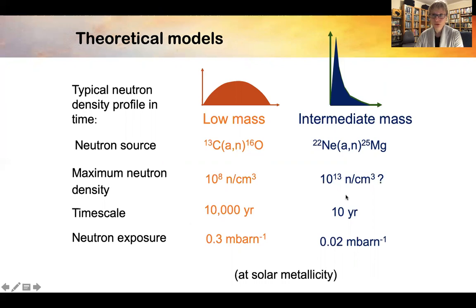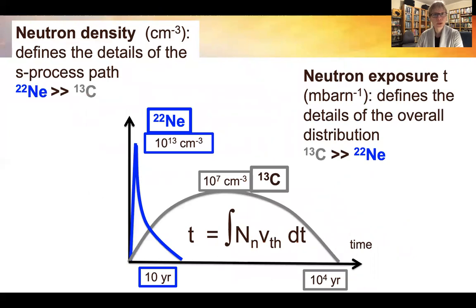Here, the maximum neutron density is much higher, maybe 10 to the 13 neutrons per cubic centimetre, up to that. But neutrons are only released for maybe 10 years at most, probably less, more like a few years. So that means the neutron exposure, my integrated neutrons, the time over which I have neutrons, if I integrate that, it's much, much lower. It's only 0.02 per millibarn, and this is for solar metallicity.